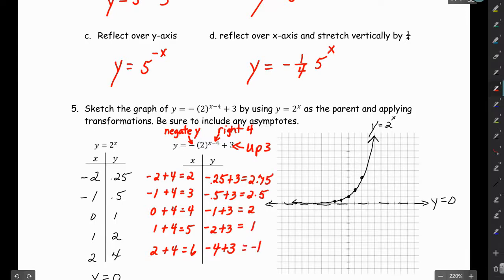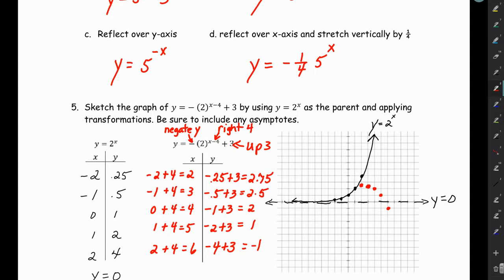All right, let's plot those. And remember, because we have a vertical translation up 3, we're going to have a horizontal asymptote at y equals 3. Might be helpful to draw that in before you sketch your graph.